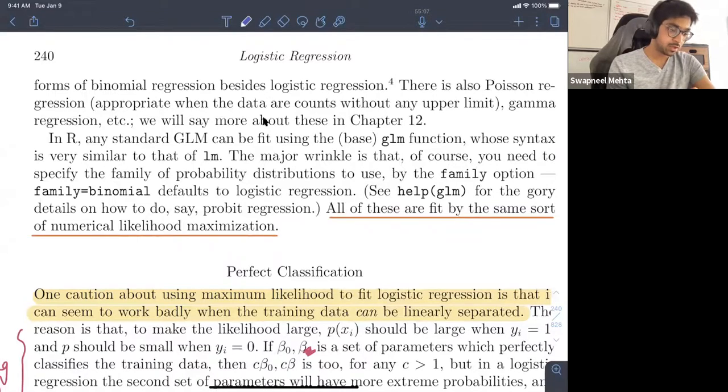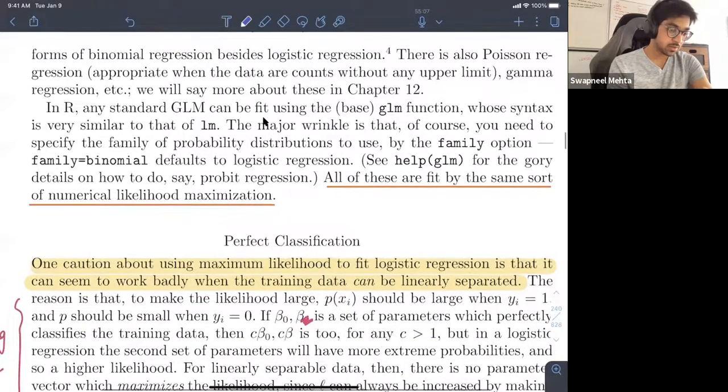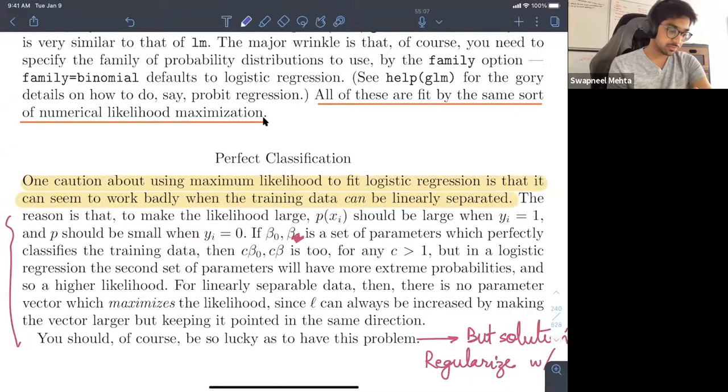There are also other forms of regression besides logistic. There is Poisson regression, there is gamma regression, etc. All of these are fit by the same sort of numerical likelihood maximization.